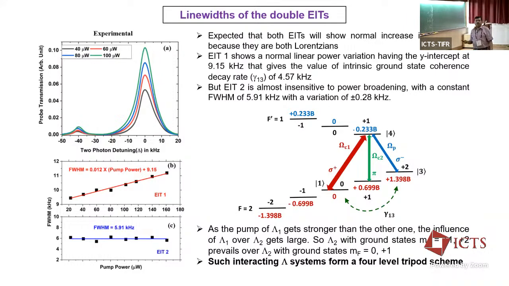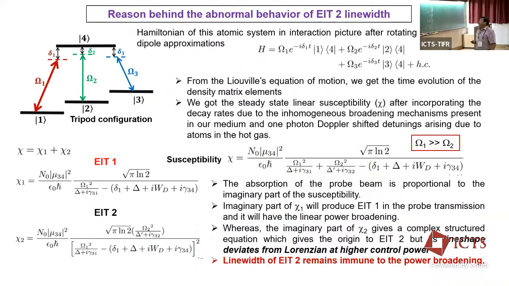So we went back to our theory to find out the reason behind this abnormal behavior of the EIT2 line width. What we did is that we understood that it is a tripod system. So we took a tripod system like this, and then we worked out the Hamiltonian of this atomic system in the interaction picture after the rotating wave and dipole approximation. So this is the Hamiltonian that we have worked out for this tripod configuration.